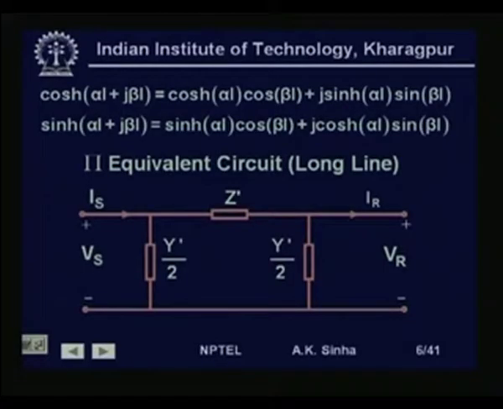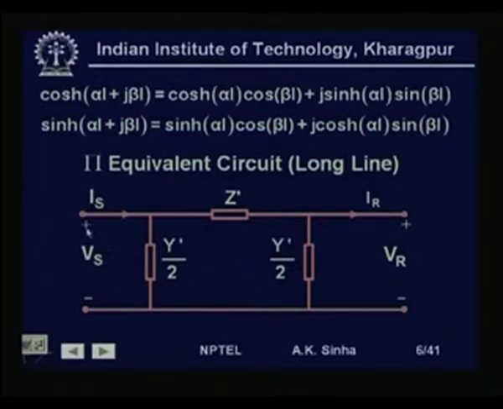The difference between nominal pi and equivalent pi is only that instead of using Z, which is the series impedance of the line, and Y, the shunt admittance of the line, we have to use here Z dash, which is not equal to Z, but a modified value of Z, and Y dash, which is again a modified value of Y. So, some modification on the series impedance and shunt admittance of the transmission line will have to be used here in the long line model.